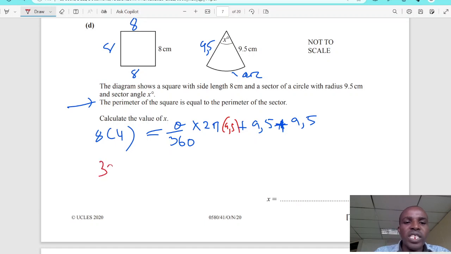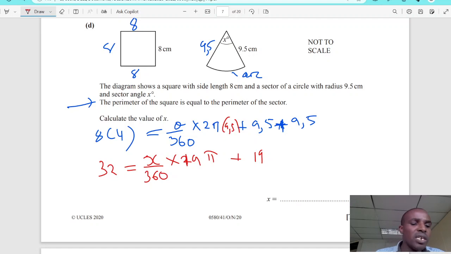8 times 4 is 32, which is equal to theta, that's my x, over 360 times 2 times 9.5. 2 times 9.5 is 19, and this one also will be 19. Let's punch it in the calculator: 19 divided by 360, then times pi.